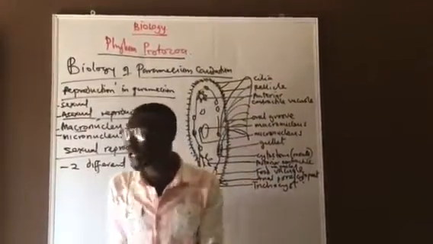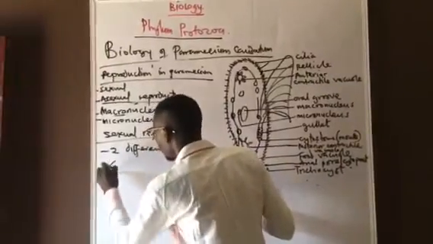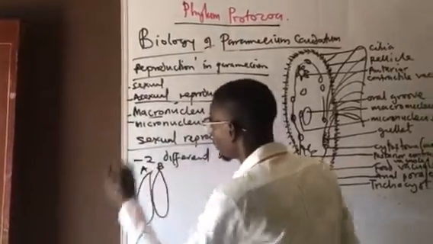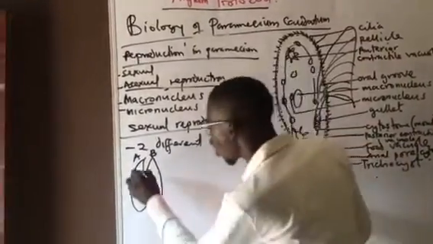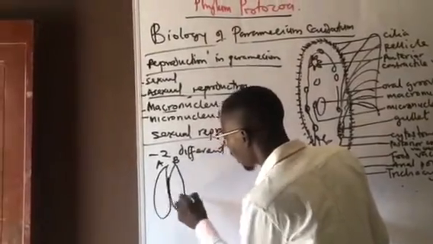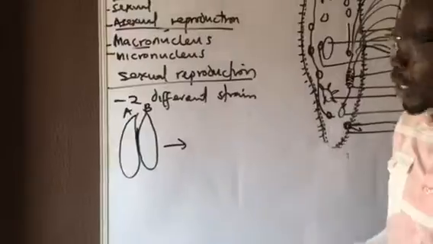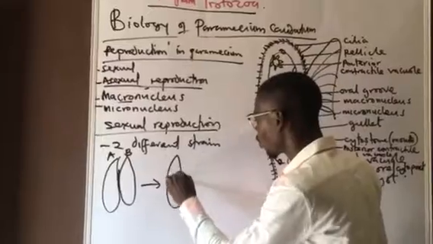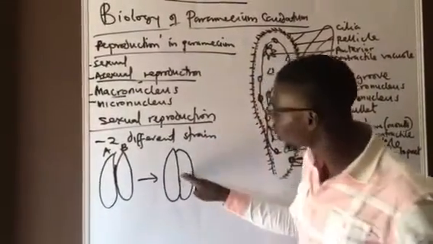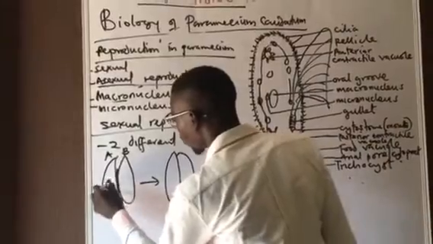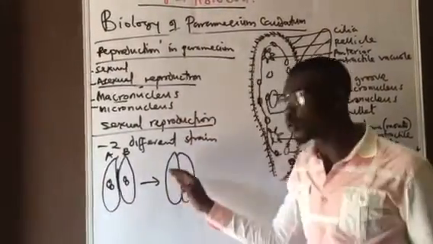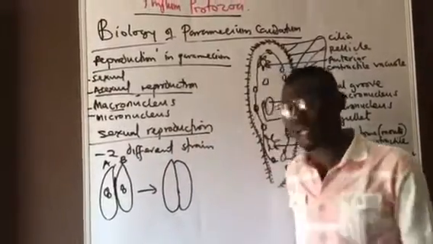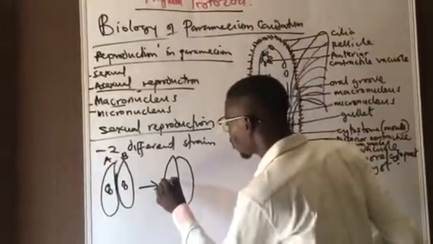So when these conjugants come together, let's say this is conjugant A and this is conjugant B, they meet with each other at the oral groove, and when they fuse with each other at the oral groove, the pellicle dissolves. And while the pellicle dissolves, a cytoplasmic strand is formed between them, and we said that they have two nuclei, one micro and one macro. So when they fuse together, the macronucleus will disappear. That means it will disintegrate, remaining the micronucleus only.